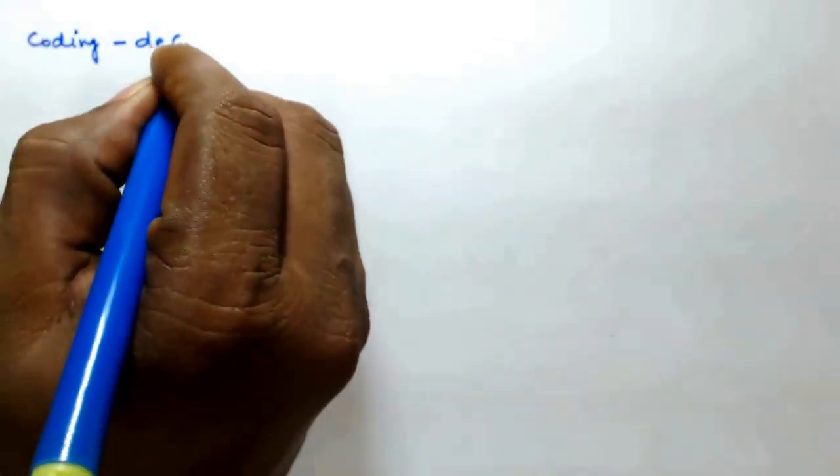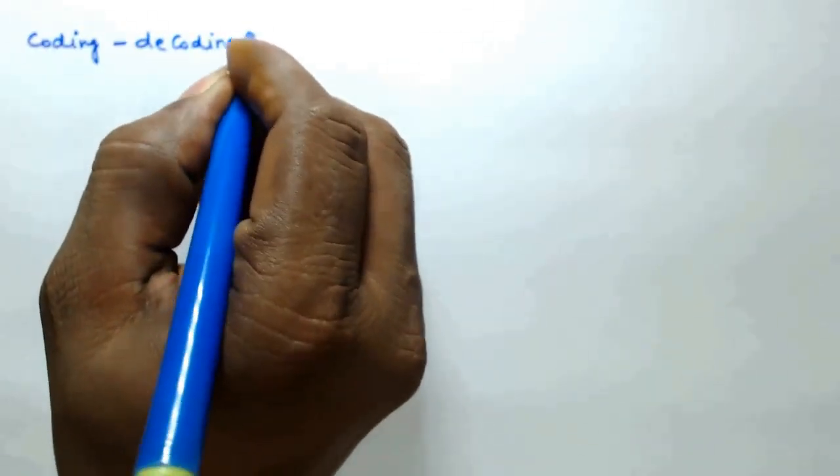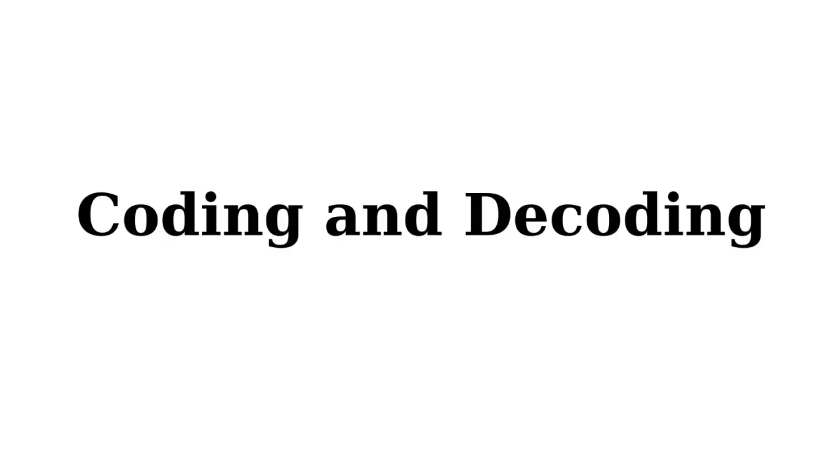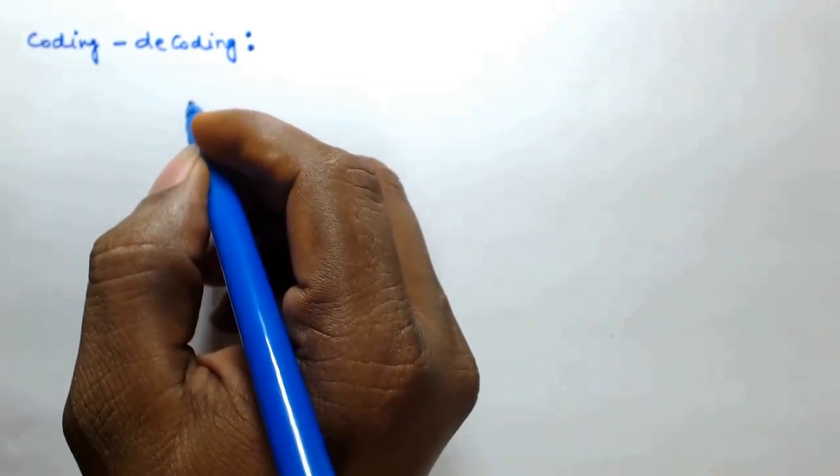So in this video, we will see the basics of coding and decoding. In coding and decoding questions, a word is coded in a particular way and the candidates are asked to code other words in the same way.